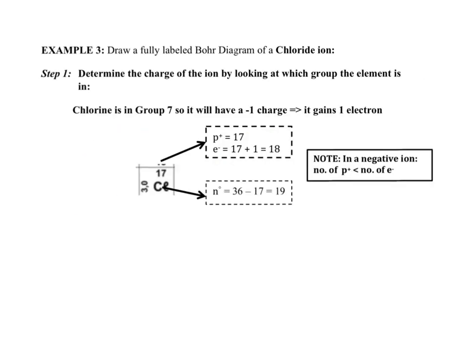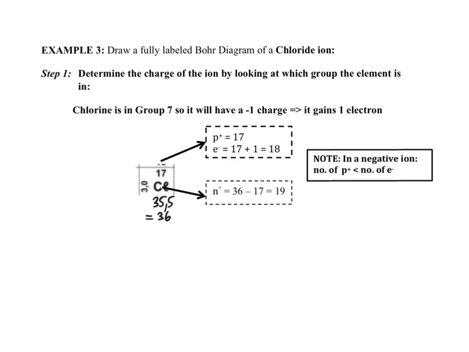Let's look at the last example. The last example of this video is to draw a fully labeled Bohr diagram of a chloride ion. Now, chloride ion is an ion that is in group 7. Remember, earlier in the video, we found chlorine in group 7, and on your periodic table it would say 35.5, which has a meaning which we'll learn about in the next video, on the next subtopic, which will be ions. So we round it up to 36, because you can't get 0.5 of a neutron.